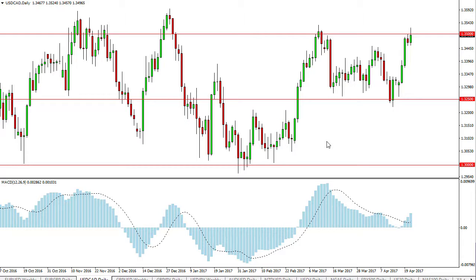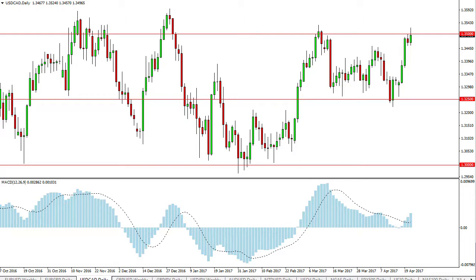In front of you I have the dollar Canadian dollar daily chart and a MACD indicator, and this video is going to be on something called divergence. Now, divergence refers to when price and momentum are starting to diverge. In other words, momentum can't keep up the same type of strength that price has.